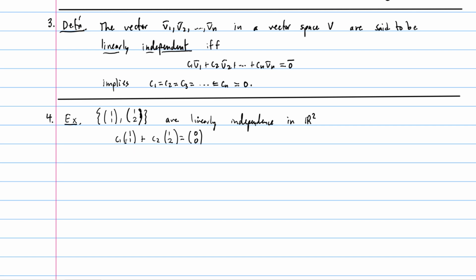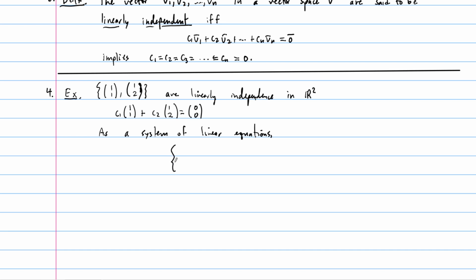So for this example, we can multiply these out and combine this into a single system of equations. As a system of linear equations, look what we get. This then becomes the following system. So 1C1 plus 1C2, so C1 plus C2 is equal to 0. And similarly, the second row will become C1 plus 2C2 is equal to 0.